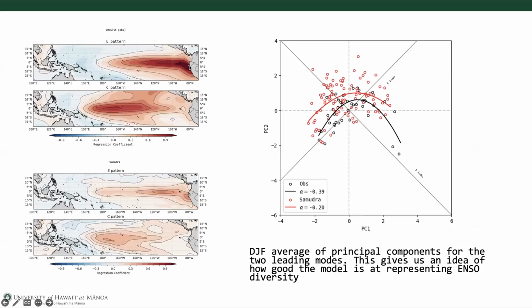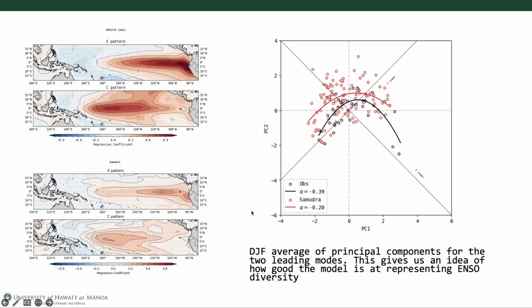On the top figure, we are looking at the patterns we have for El Nino in observational data. And on the bottom, these are the patterns for the AI climate emulator, in this case Samudra. You can probably tell there are some differences, mostly related to the intensities. That's one of the problems of this AI emulator.